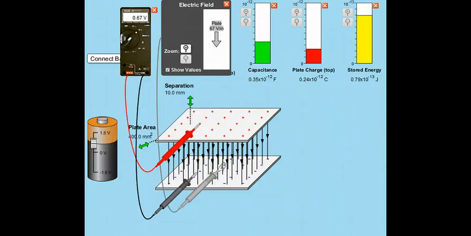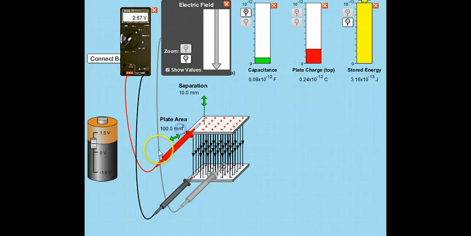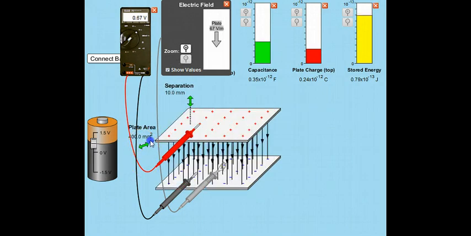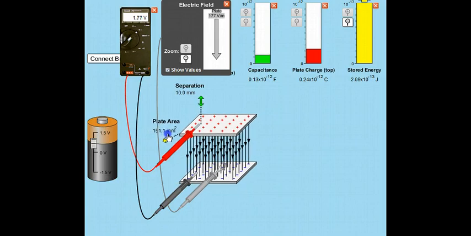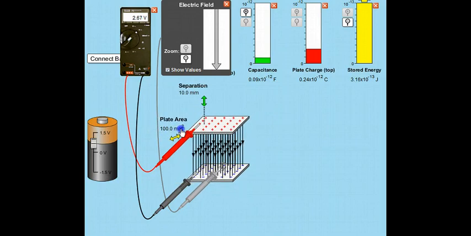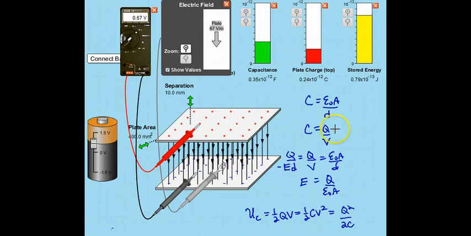Okay, observe what happens to the quantities up here. So here I am decreasing the area. Once again, as I decrease the area, you'll see that the voltage increases, the electric field increases, the capacitance decreases, the charge remains the same, and the stored energy increases. The charge remains constant because it can't go from this plate to that plate, jump the gap.